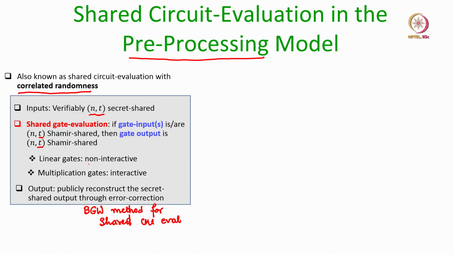Maintaining the invariant is absolutely free if the gate is a linear gate. For a multiplication gate, we require interaction which is proportional to the complexity of the solution of the degree reduction problem. And once we have the function output available in a secret shared fashion, the parties publicly reconstruct it by exchanging the shares, and if there are any incorrect shares, they can be error corrected.